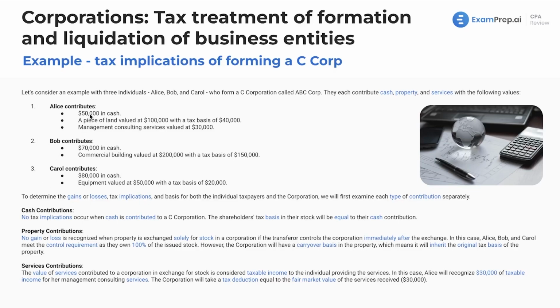So first off, all of these three individuals are contributing cash. So there's no tax implications when cash is contributed. The basis in the stock will be equal to the cash contribution. Sounds good? That's pretty straightforward. Property, no gain or loss is recognized.